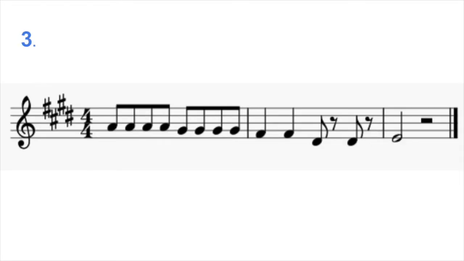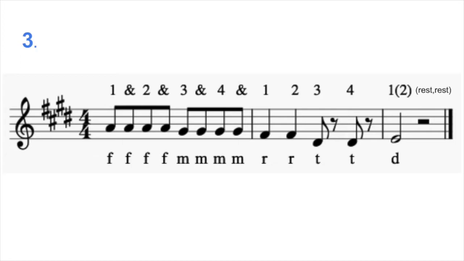Number 3. Here is the sound of do. Pause the video and work it out. Then try to sight read. Number 3. Here is do. 1, 2, 3, 4. Again.